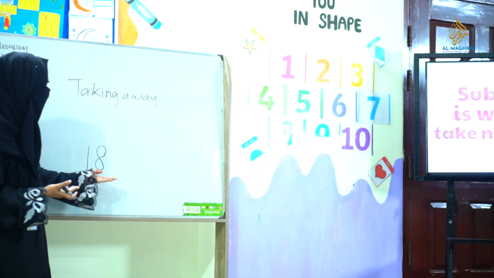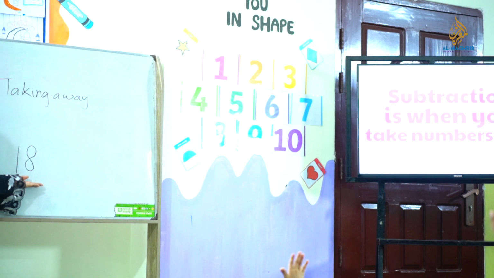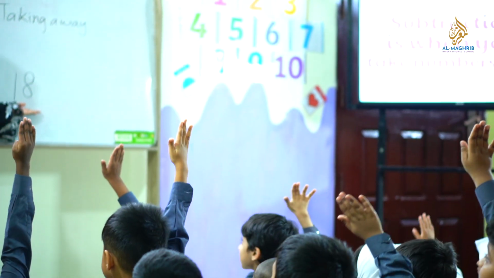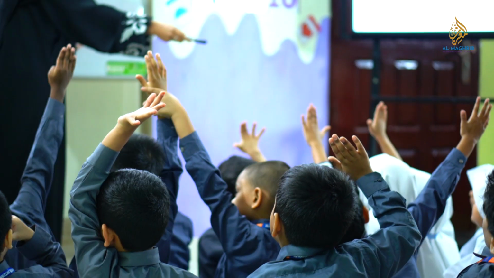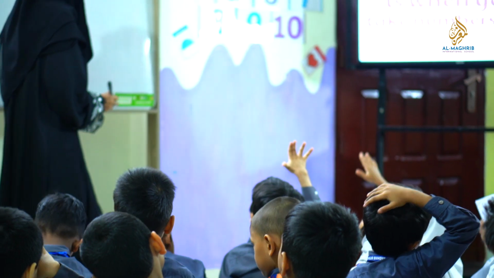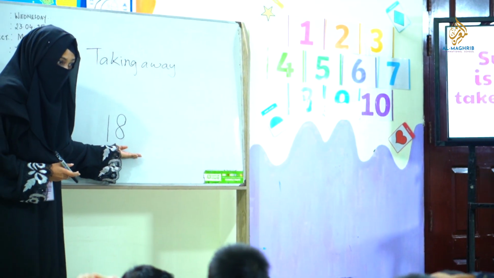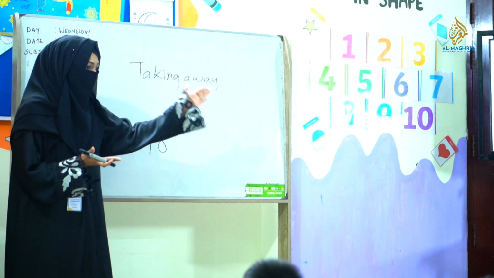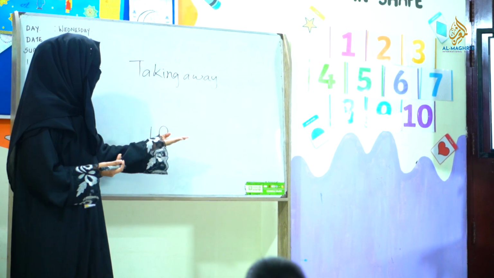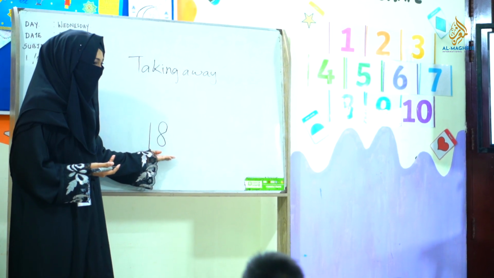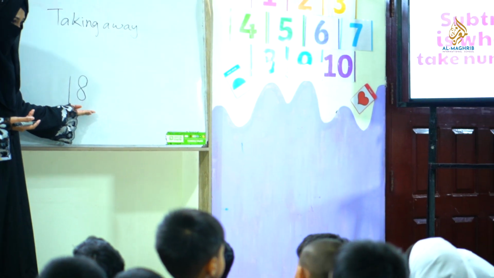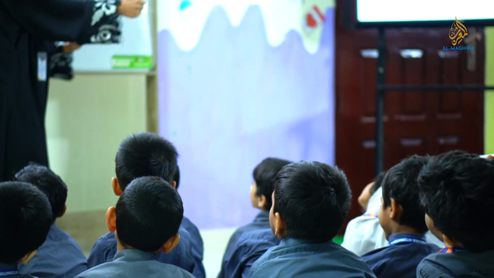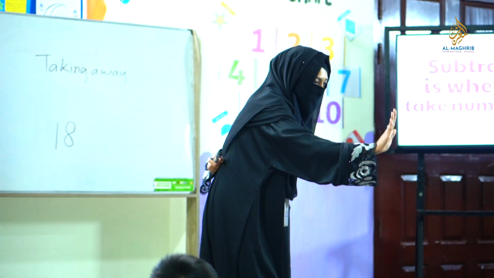So who can tell me what is one less than 18? Raise your hands. I want Suhaira to answer. If one child goes home, so we have one child less, we take away one child. So what is 1 less than 18? Very good. That's the correct answer.